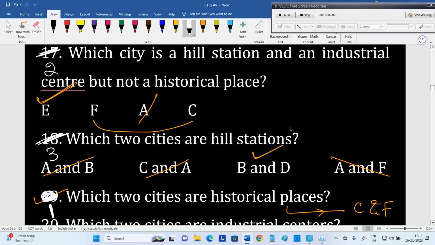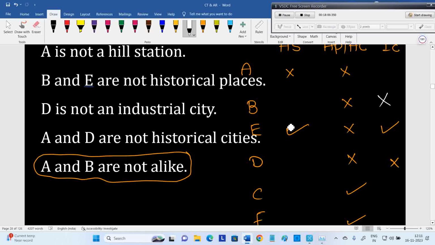Update that in the table. B and D should come under hill station. So B should be tick mark. D should be tick mark. B and D are hill stations.